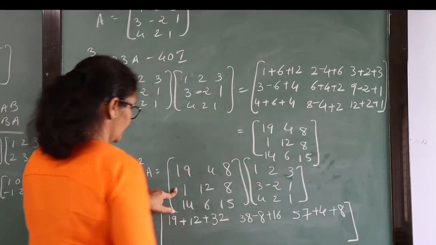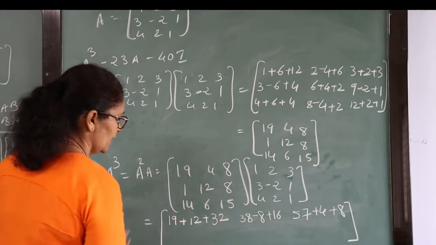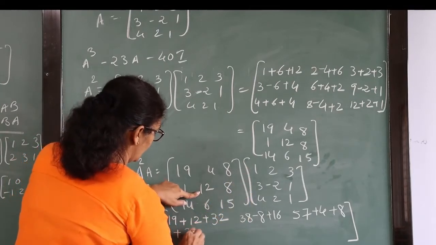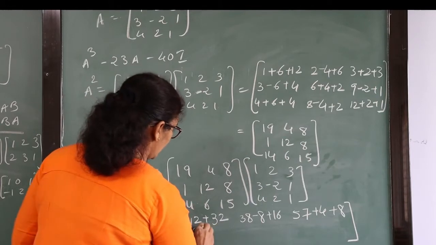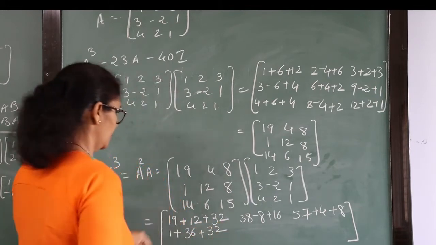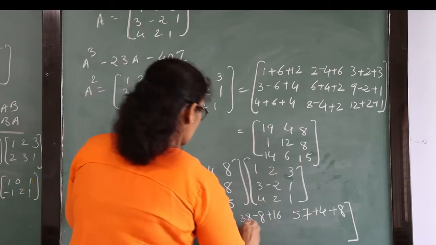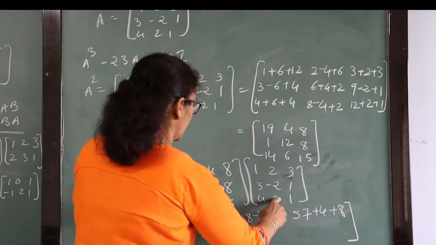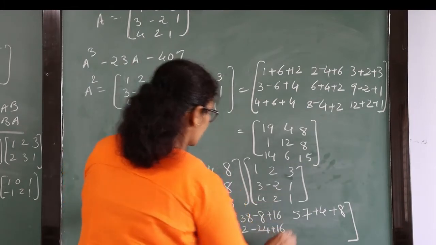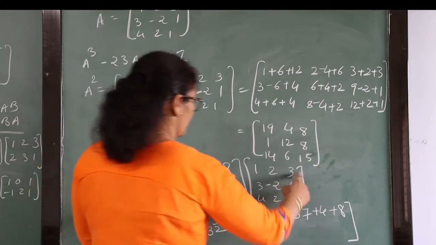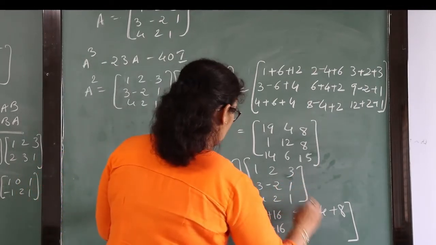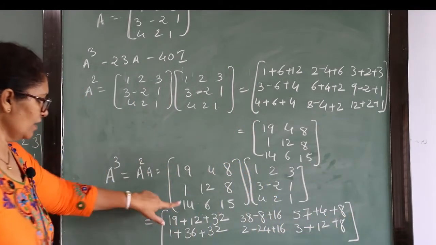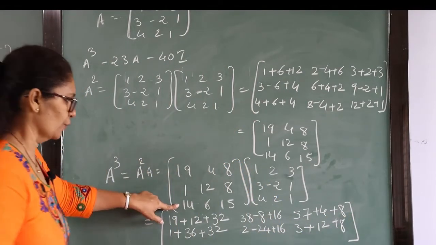Same way, second row. Check: 1 1s are 1 plus 12 3s are 36, 8 4s are 32. Same way, 2 1s are 2 minus 12 2s are 24 and 8 2s are 16. Now last: 3 1s are 3 plus 12 1s are 12 and 8 1s are 8. Same thing. Let's follow with the third row.